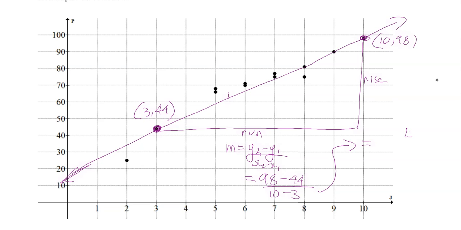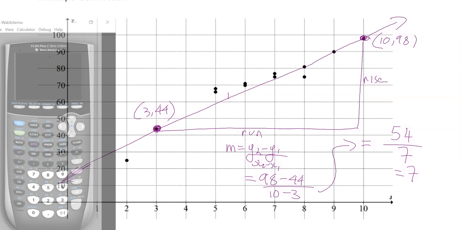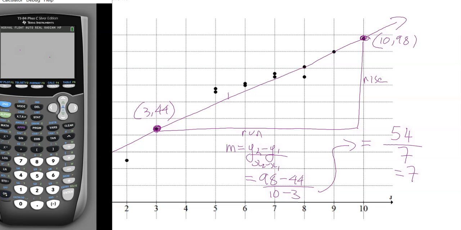So what do we got? We got 54 over 7. So that's going to be 7 and 5/7, about 7.7. Okay. Got a calculator, we can work that out. 54 divided by 7 is 7.71.